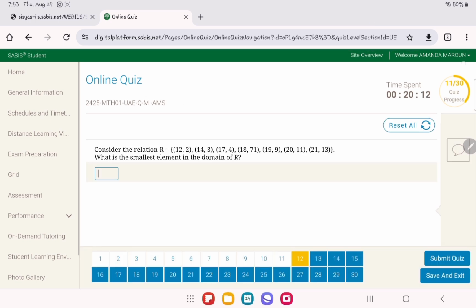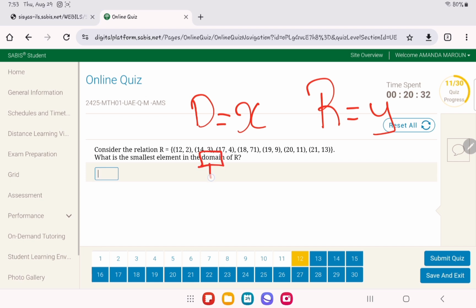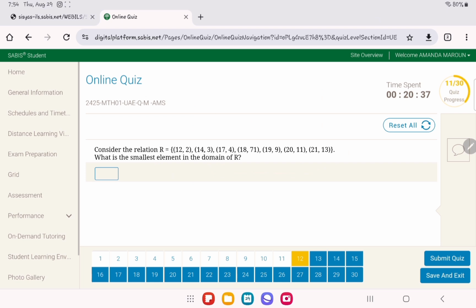False. Number 12. Consider the relation R, this, which is the smallest element in the domain of R. If you remember, domain is the X and the range, the R, is the Y. Here they're asking us for what? The domain, so we have to take the smallest X. Which one is the smallest? We have 12, 14, 17, 18, 19, 20, 21. It is definitely 12, which is the smallest element of the domain.